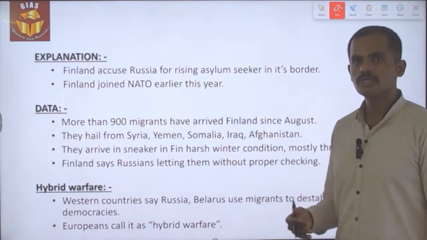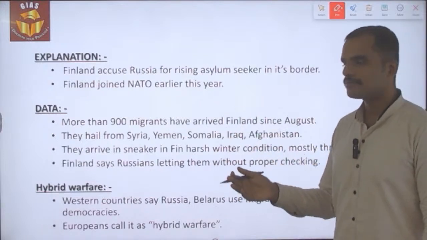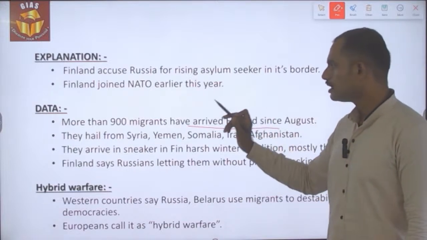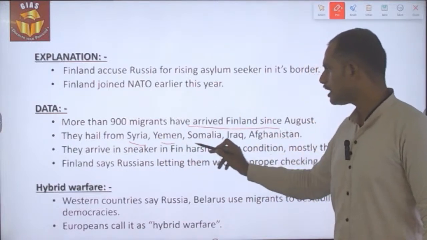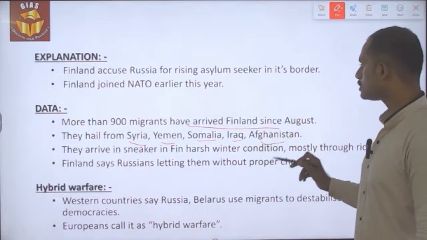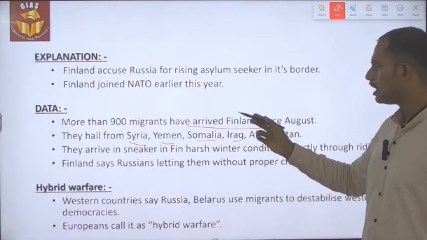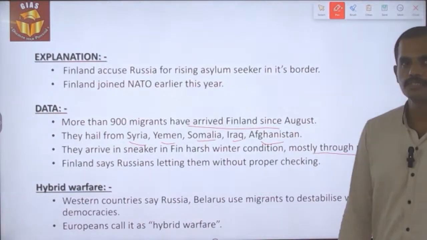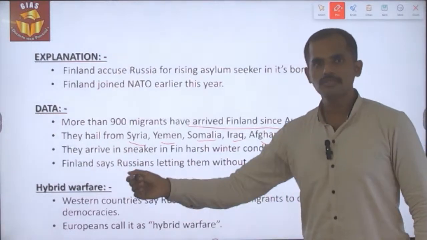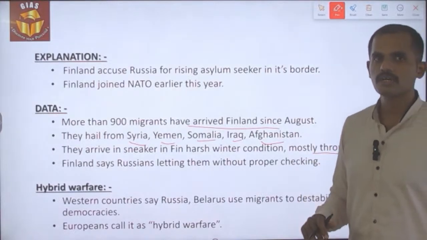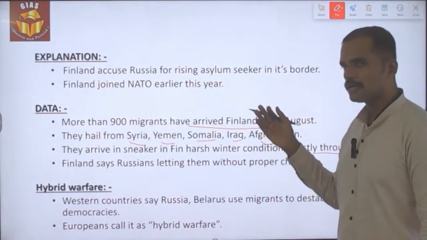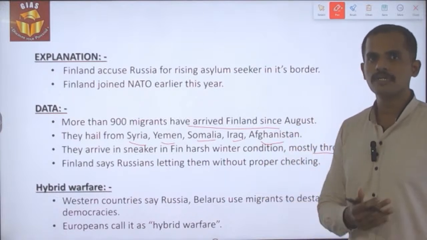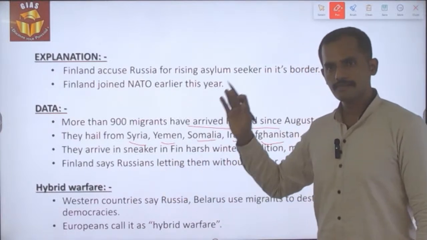Okay, let's look into what the data is about. More than 900 migrants have arrived in Finland since August, and they hail from countries in the Middle East, that is Syria, Yemen, Somalia, Iraq, Afghanistan, and they arrive in sneakers in Finland's harsh winter, mostly riding bicycles. Finland says they are arriving through the border of Russia, and that Russian authorities are not monitoring such an influx of migrants, and at the same time Russians are helping these migrants enter Finland. This is what they are saying.